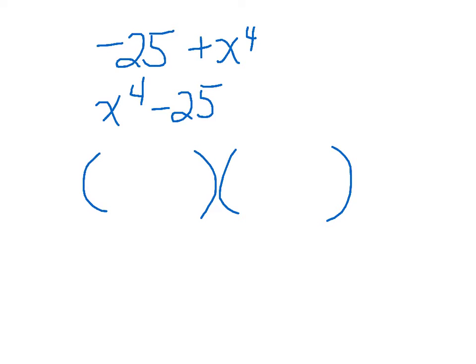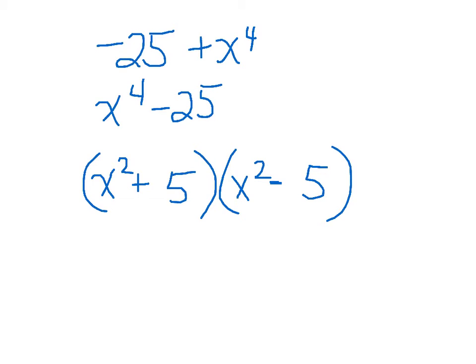Take the square root of the first term, so if I take the square root of x to the 4th, I get x squared. And if I take the square root of 25, we get 5. One's going to be a plus, and one's going to be a minus.